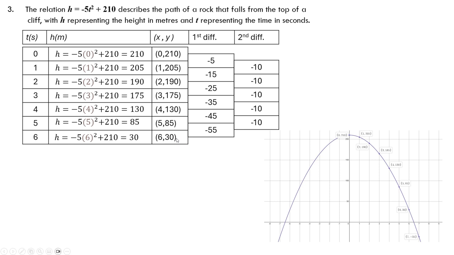As each second passes, the rock falls further and further, and the height of the rock is a little bit less. So we're going to take a look at the y values, or the h values. H sort of takes the place of what y normally is, and t takes the place of what x normally is. So we're looking at these h values and we want to know what the difference is between each one. We start with 205 minus 210, which gives us a first difference of -5.